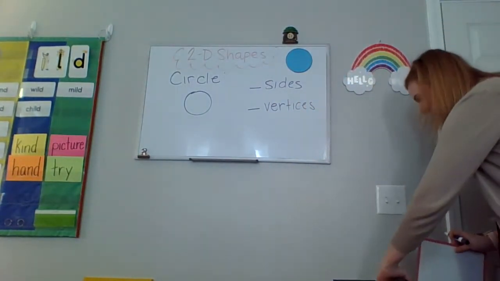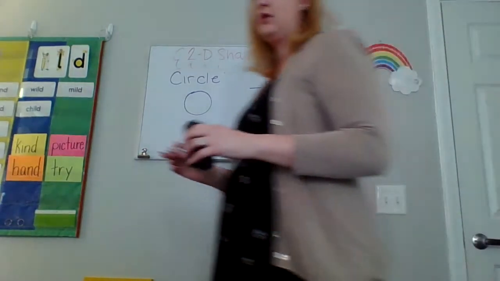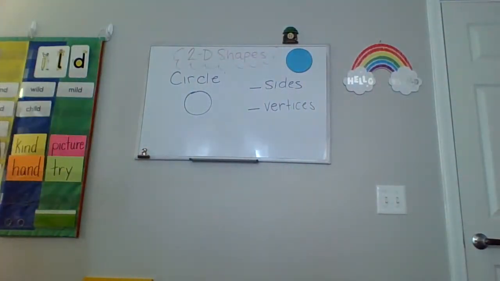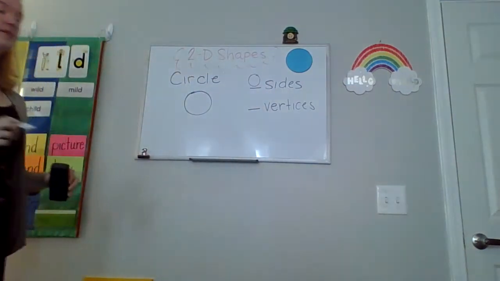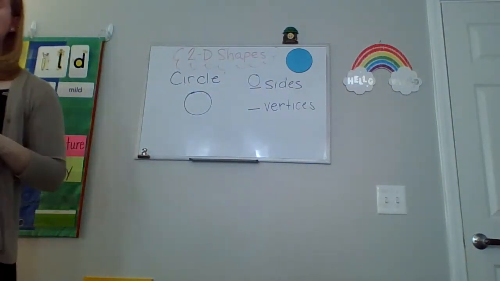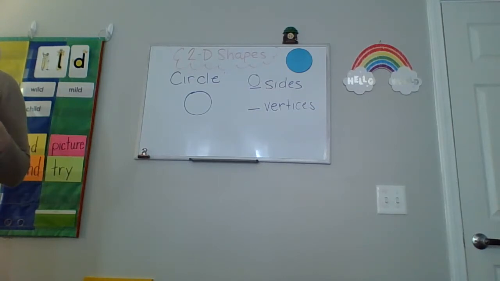Okay? Now, who could raise their hand and tell me how many sides a circle has? How many sides does a circle have? Carson. 0. It has 0 sides. That's right. There's none. 0. Zip. Nada. Nunca. How many vertices does a circle have?